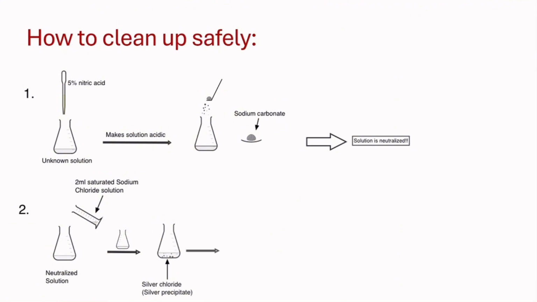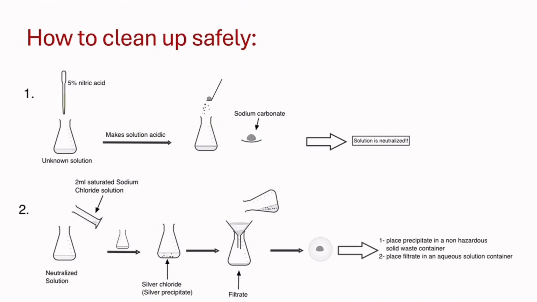Now we need to isolate the silver chloride precipitate, hence we need to filter the mixture. After filtration, place the filter paper containing the precipitate in a non-hazardous solid waste container, and for the filtrate, place it in an aqueous solution container for proper disposal.